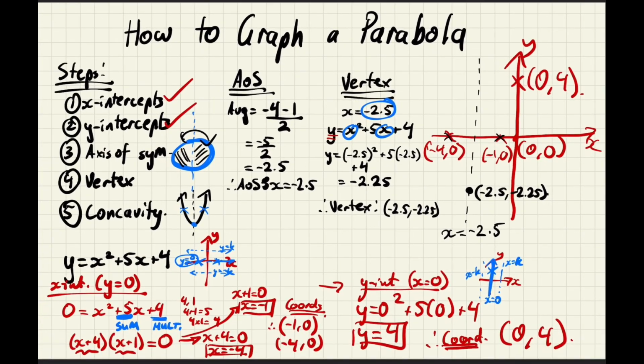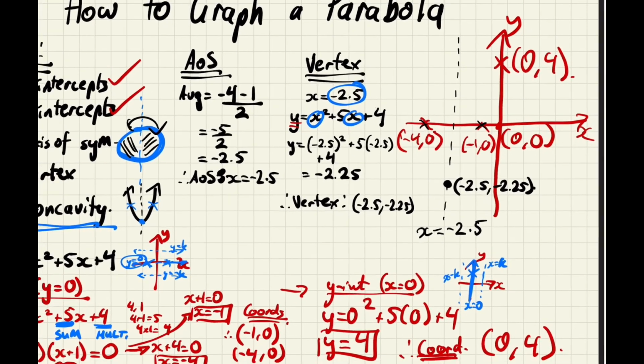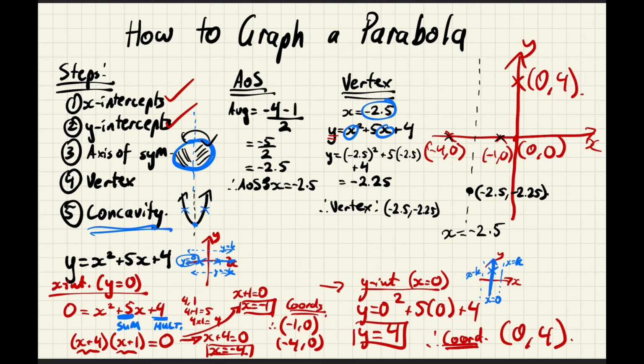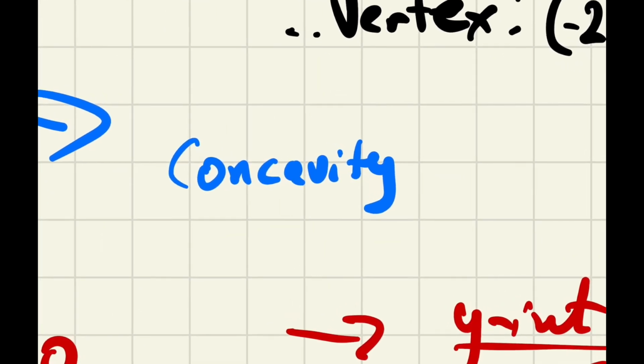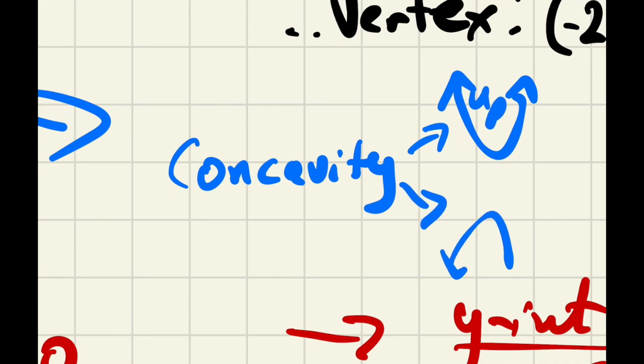Now the final thing that we could consider is concavity, which in all honesty we've probably already answered through looking at all of our points. Concavity is a fancy way of saying which way is the parabola facing. Is it looking like a smiley face? If so, this is concave up. Or is it looking like a frown face? If so, this is concave down.